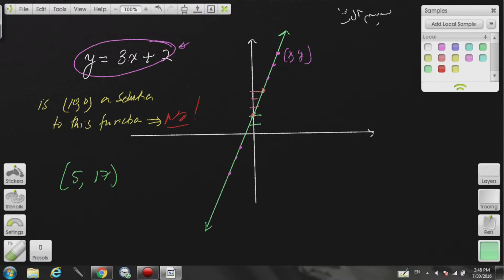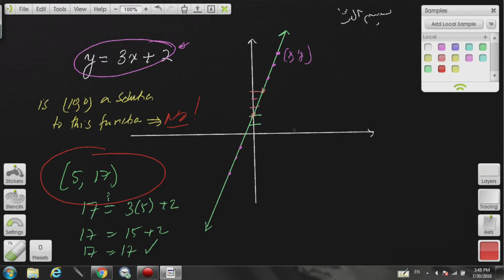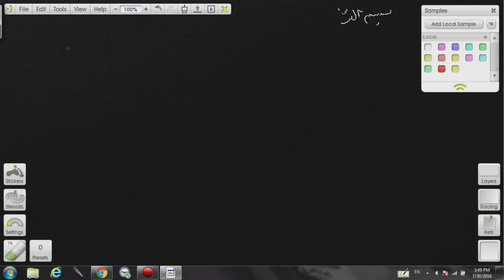I'm going to substitute that in there. So y is 17. Does that equal 3 times 5 plus 2? 3 times 5 is 15 plus 2, that's 17. 17 equals 17. Yes, that's a true statement. That means this point, 5, 17, is on the line. Does that make sense? So if a point is a solution to a line, that means it is on the line. It will make this a true statement. Now going back to the system of linear equations, y equals minus 3x plus 4, and y equals 3x minus 2. Okay?